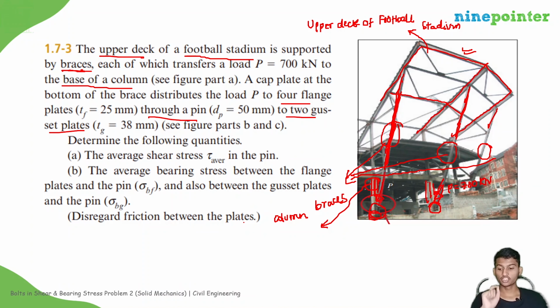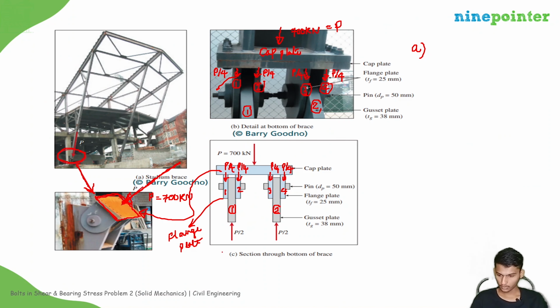We need to find the average shear stress in the pin. Where is the pin? This whole thing is the pin. If you consider the pin, there will be P by 4 from here, P by 4 from here, and P by 2 from here. So if you take any cross section on the left or right, the shear force V will be P by 2, right?